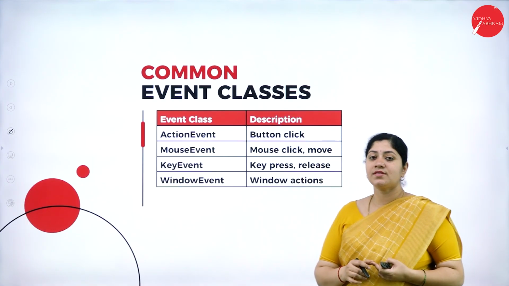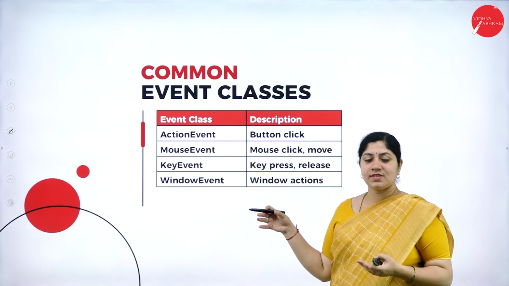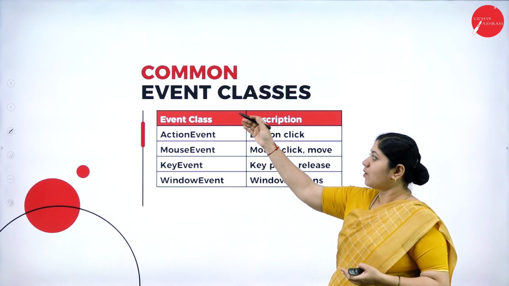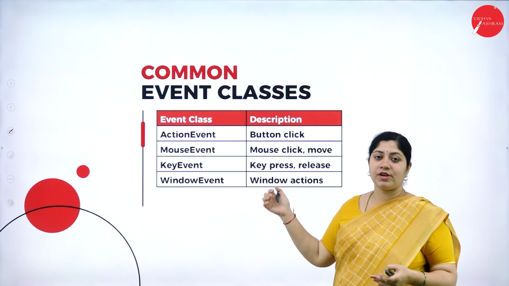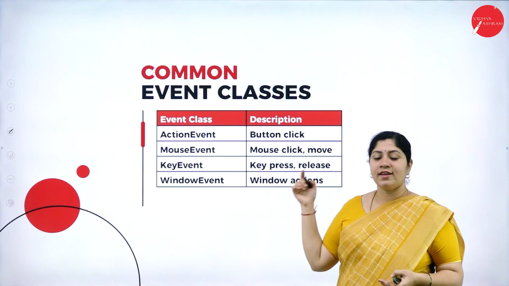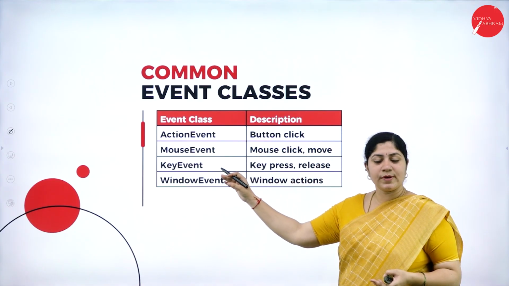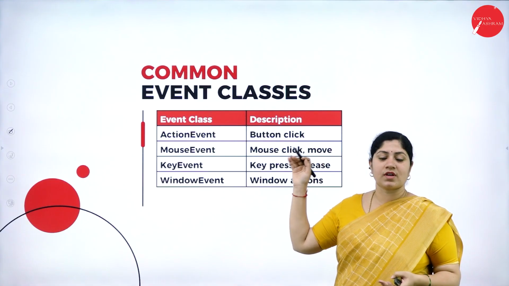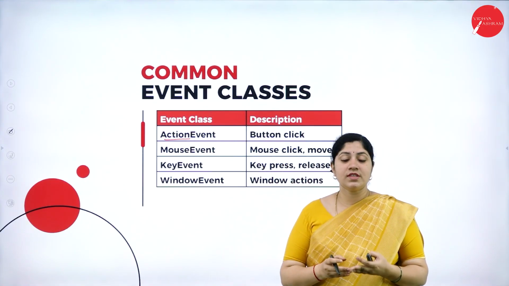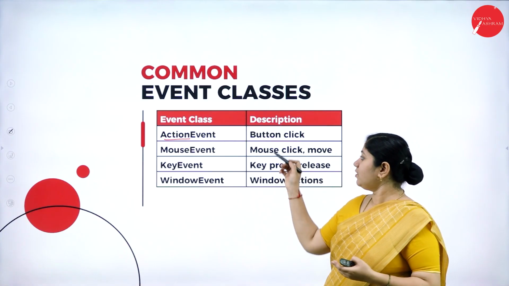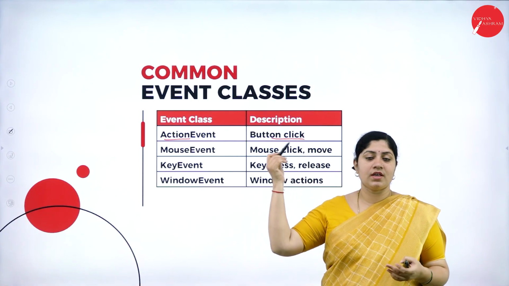Alright, let's see a simple summary of these things that we have discussed. A common event class. We know that we have various events with respect to our event handling, right? And with respect to that, we need to describe what it is. So let's start with the action event. So this event is generated whenever a button click is done.